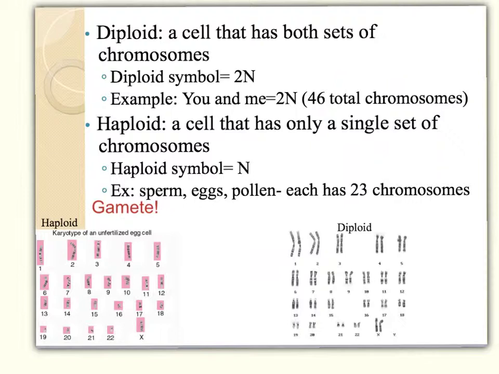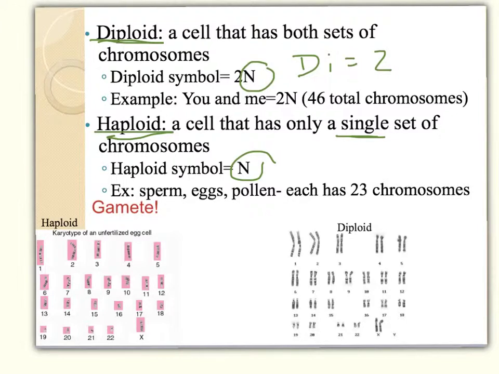Another important vocab term is diploid. This is a cell that has both sets of chromosomes, so we are all diploid organisms. Di means two, and they're using N for the number of chromosomes. So we have 2N because we have one from mom and one from dad, giving us 46 total, or 23 pairs. The opposite of diploid is haploid, which is a cell that only has a single set of chromosomes, and its symbol is N. You should know both of their symbols, and you should know examples.